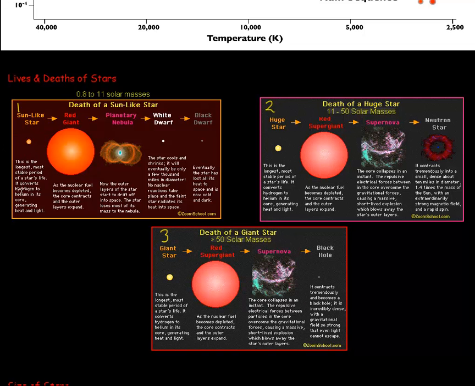It's going to burn through its hydrogen into helium, generating heat and light, and our sun is supposed to do that for almost 10 billion years. But it will run out.